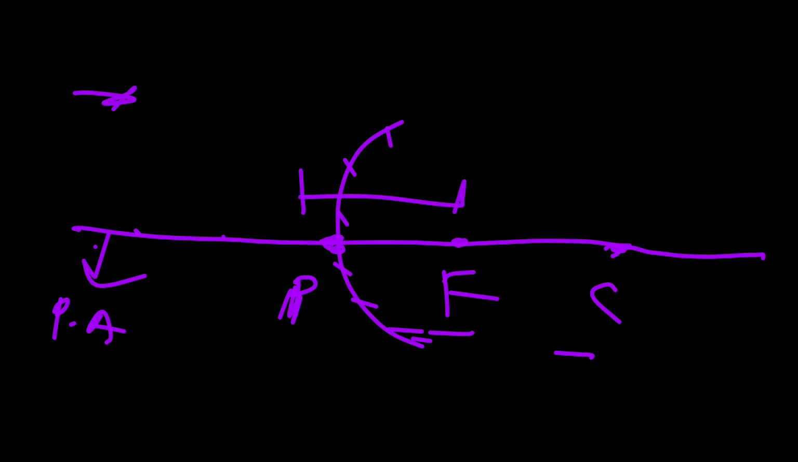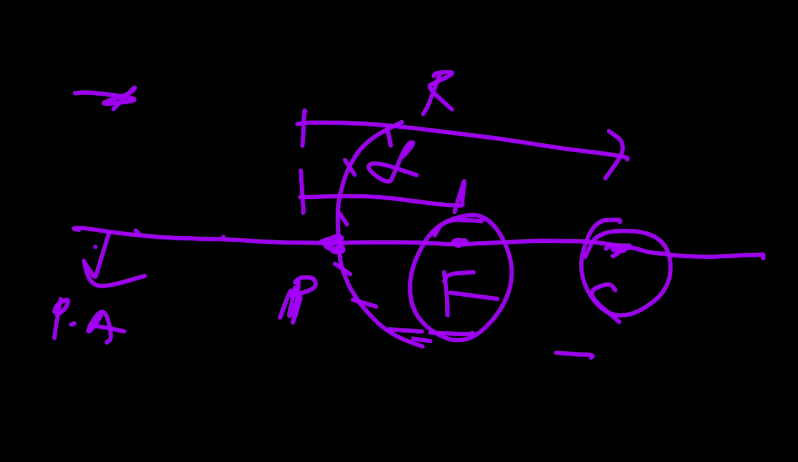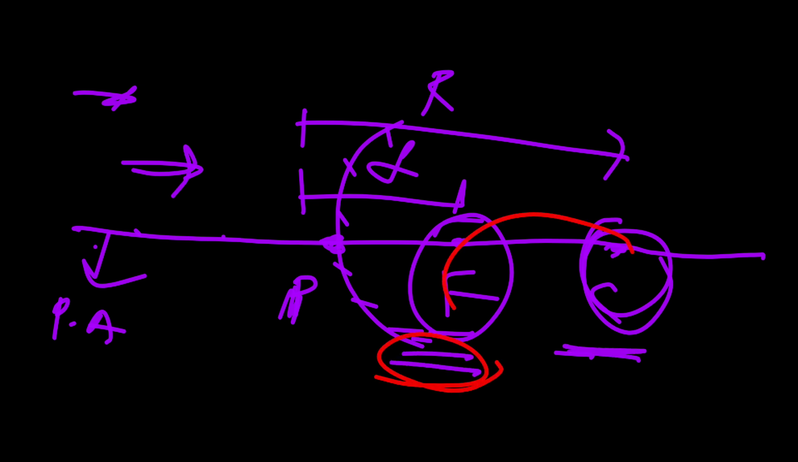The distance from pole to the focus is called the focal length, and the distance from pole to the center of curvature is called the radius of curvature. Everything will be the same, but the points are situated differently. In a concave mirror, those are situated in front of the mirror, but for a convex mirror, the focus and center of curvature are situated behind the mirror. Did you understand what I'm saying now? Okay. Now let's move on to the rules for drawing ray diagrams.